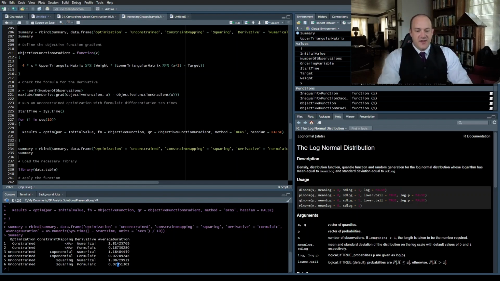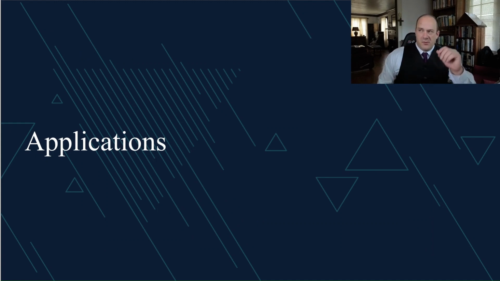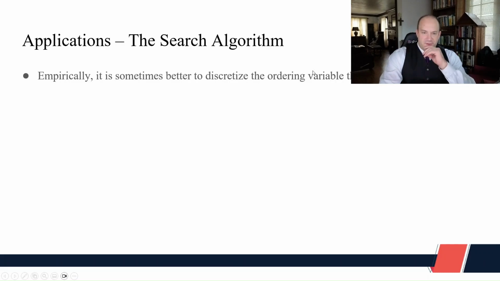And what did we just do? We just did a constraint optimization problem in 0.023 seconds. So why is speed so important? The answer is, sometimes it's better to discretize your ordering variable than use the raw values.